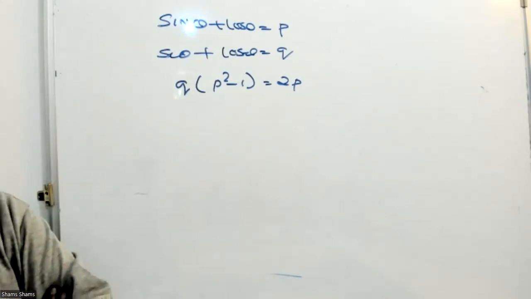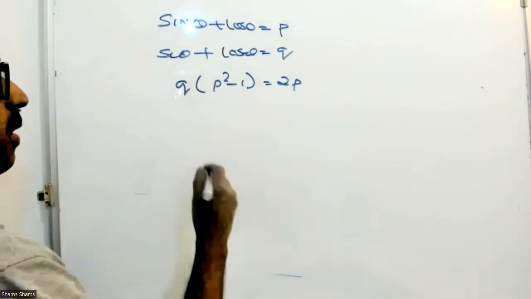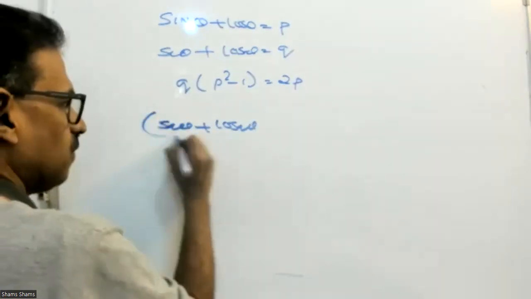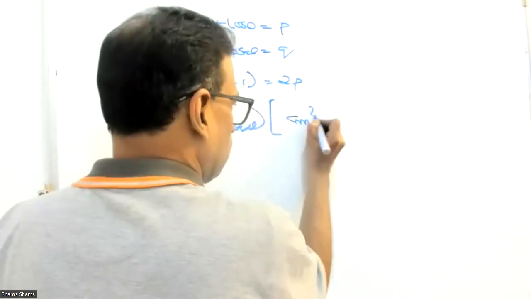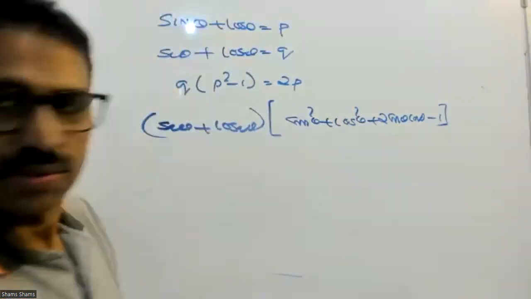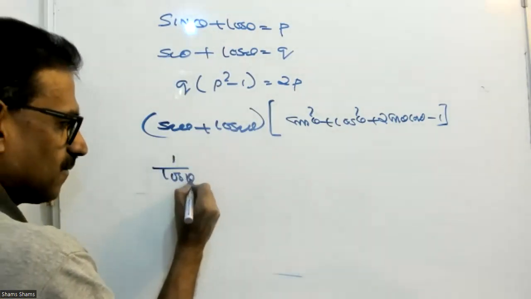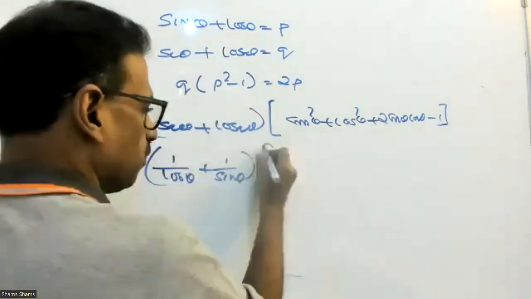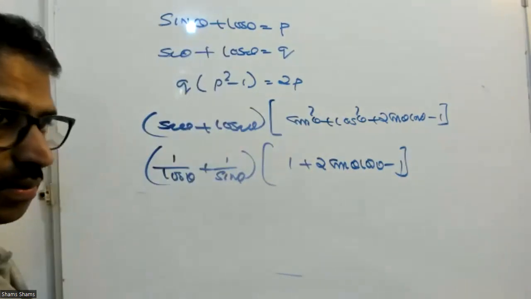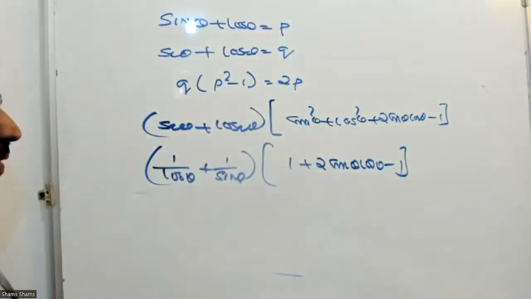Sine theta plus cos theta equal to p, sec theta plus cosec theta equal to q. Show that q into p square minus 1 equal to 2p. Look here, just follow this one. Sec theta plus cosec theta into p square: sine square theta plus cos square theta plus 2 sine theta cos theta minus 1. Agree or not? This one, 2 sine theta cos theta, I'm sure. Sec theta is 1 by cos theta plus 1 by sine theta, into this is 1, 1 plus 2 sine theta cos theta minus 1, right? This is 1. Clear now?